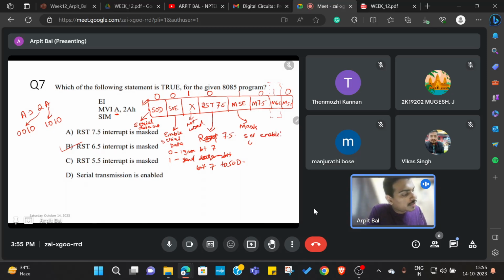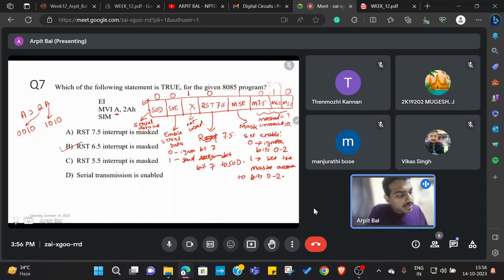If it is 0, then ignore bits 0 to 2. If it is 1, then set the masks according to bits 0 to 2. Then for the remaining bits, if the interrupt is masked, the bit will be equal to 1. If it is unmasked, then it will be equal to 0.